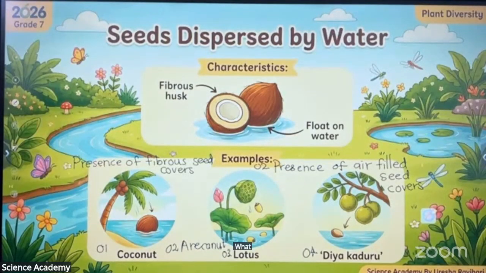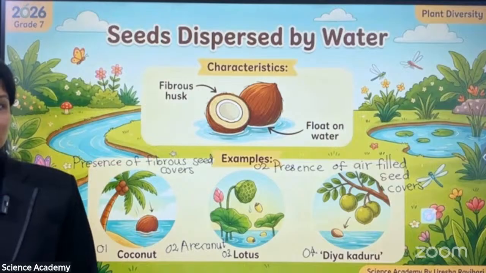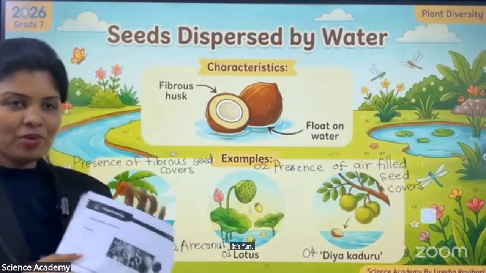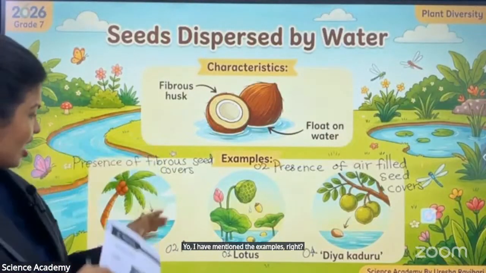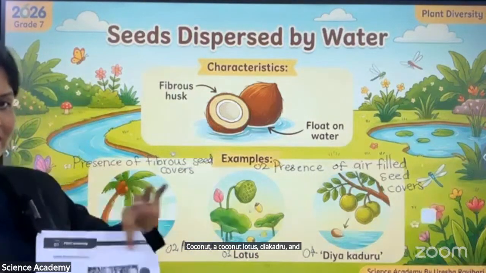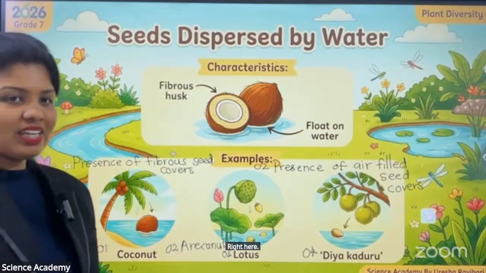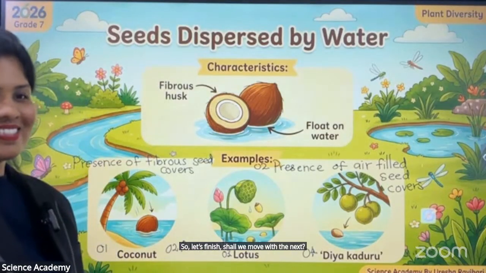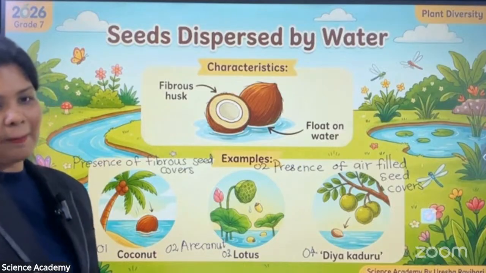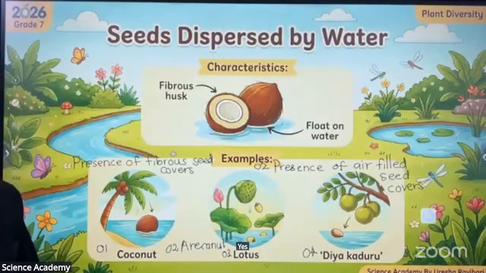What is the answer for the first one? I have mentioned the examples, and then I asked you to write the examples: coconut, arecanut, lotus, diya kaduru, and then write down the adaptations, right here. So that is finished. Shall we move on to the next? Yes, teacher. Okay, thank you.